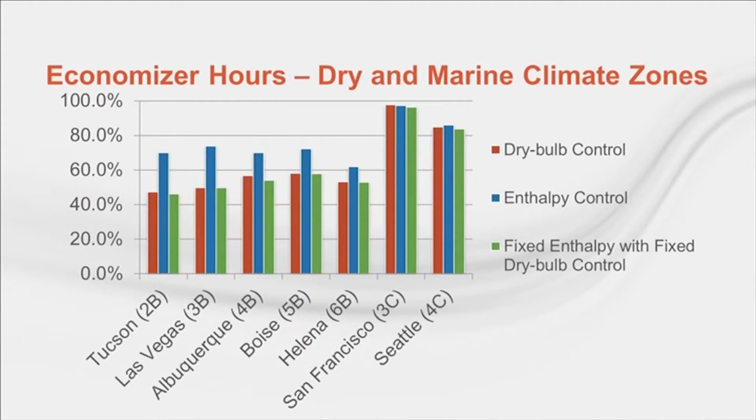Moving westward to the dry climates shows even more potential for airside economizing. The two marine climates are shown in the rightmost side with a lot of economizing hours. In most of the climate zones, there is a potential for a lot of hours where the occupied spaces can be cooled with partial or no compressor usage.